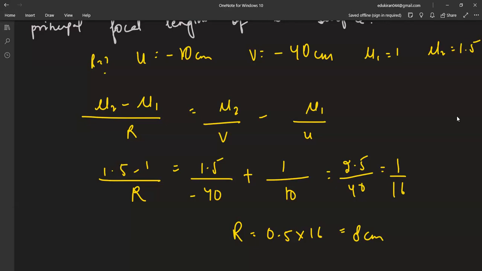Ma'am, I have a doubt. Why did we not write 1 by -10? Fia, I told you, we had written 1 by -10. This minus and this minus, they made it plus. Ultimately, we'll add it. That's why I wrote plus, because in the end we'll have to add it.